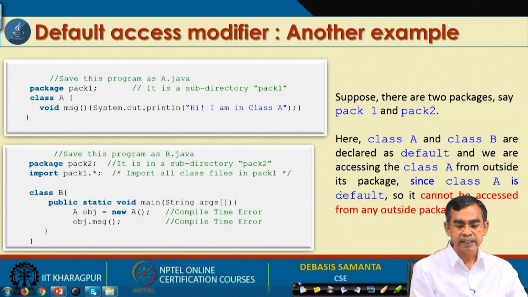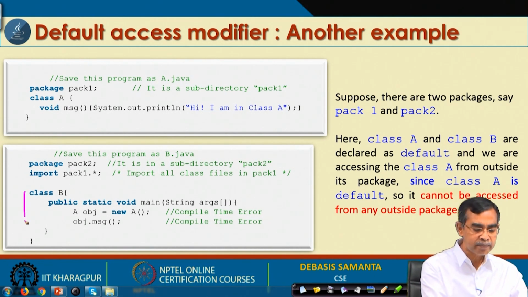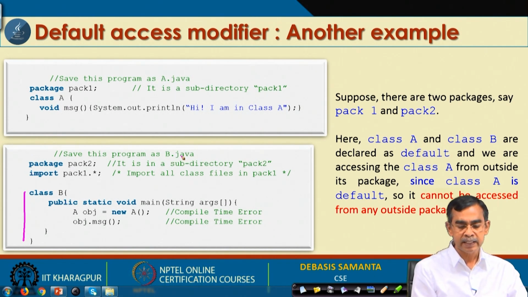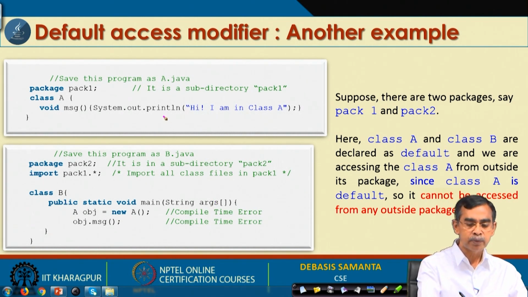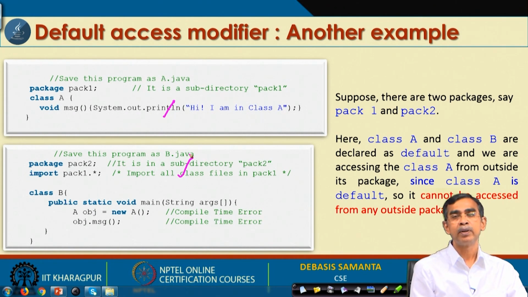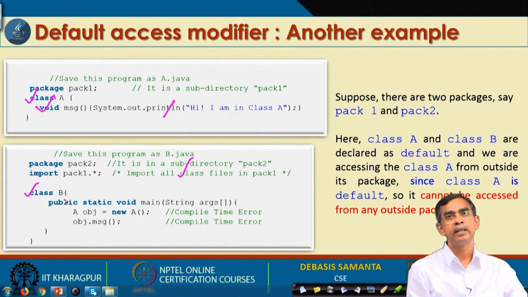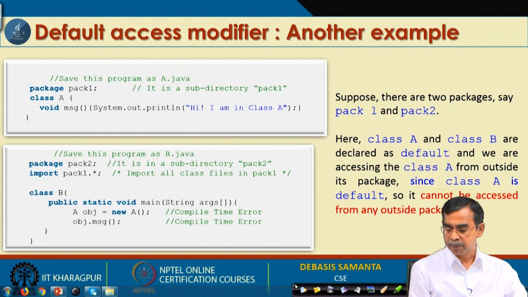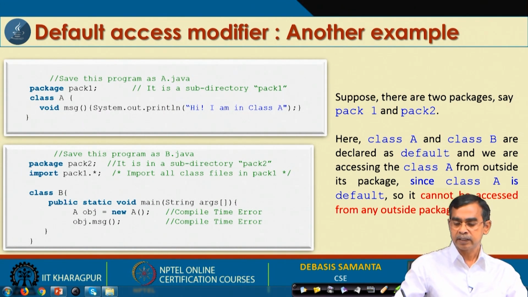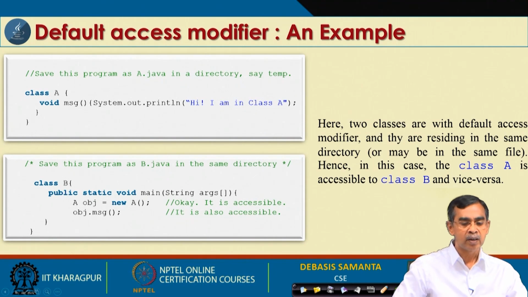In this case, what we have done is that this program is saved as a.java in the sub directory pack1. Now, this is another program, save this program as b.java, in the sub directory pack2. As you see, this program and this program belong to different sub directories, that means with default access specifier, this one or this one will lead to a compilation error. So, this is what we have already discussed earlier. This is the concept. So, access specification is all about this.